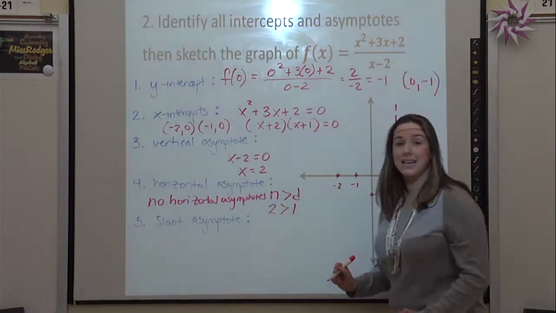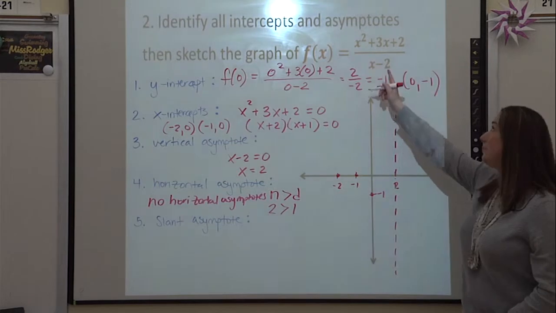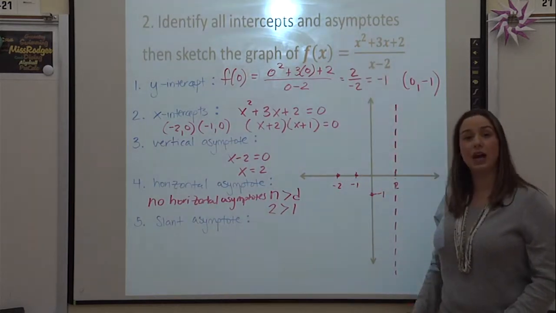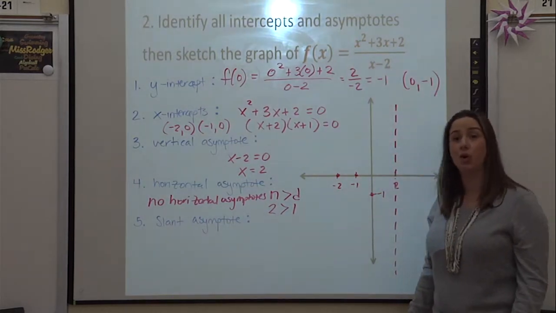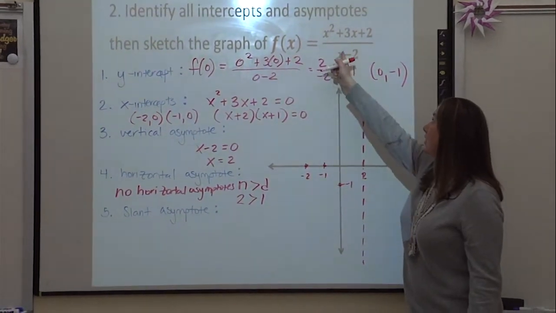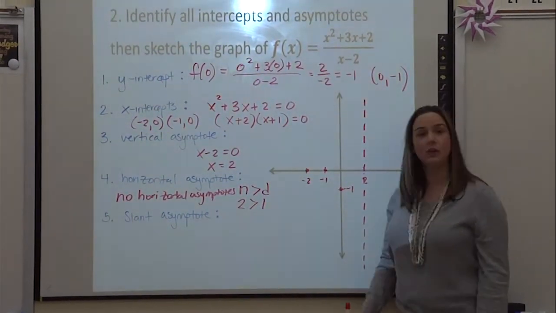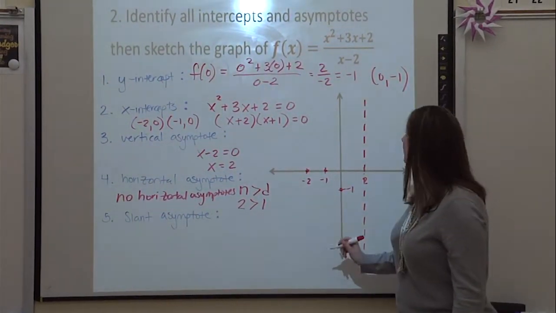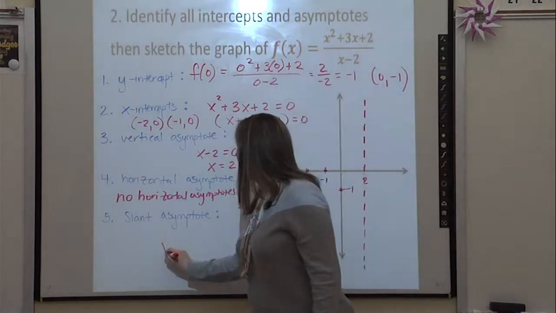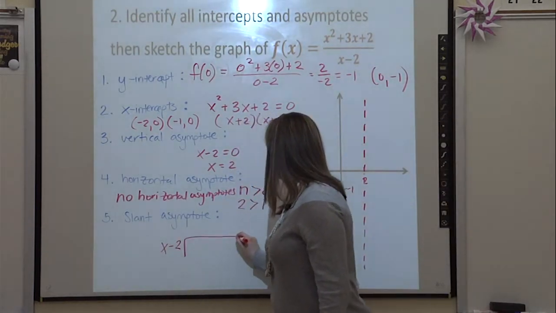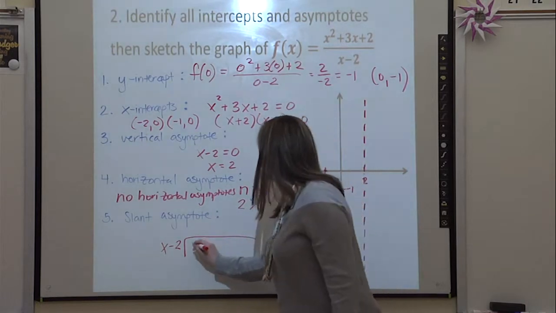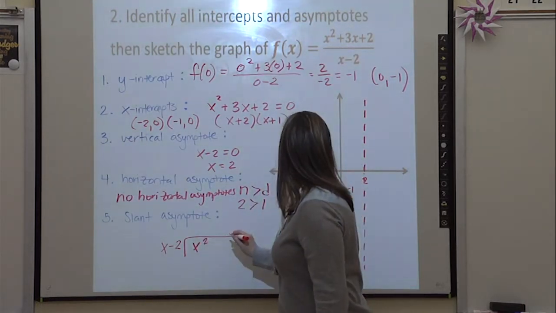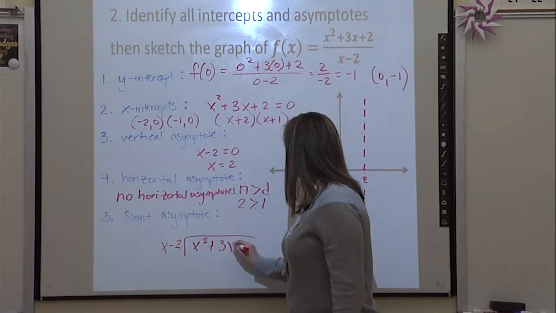For my slant asymptotes, in this case I am going to have one because the highest degree of my numerator is one more than my highest degree of my denominator. So I need to do polynomial long division. So I'm going to take x minus 2 and I'm going to see how many times x goes into x squared and work out this process.